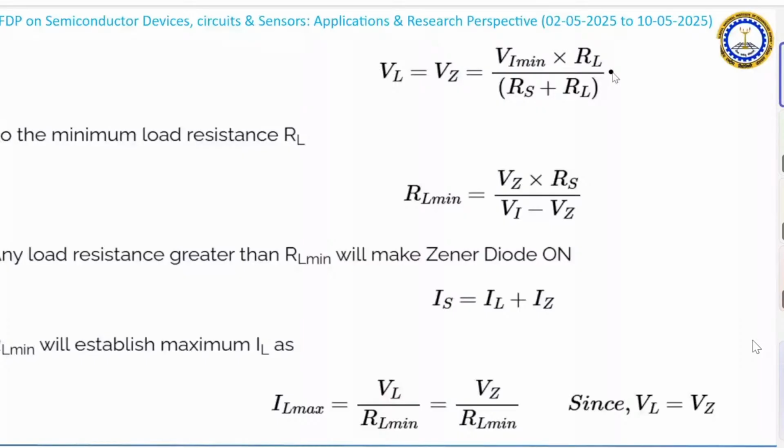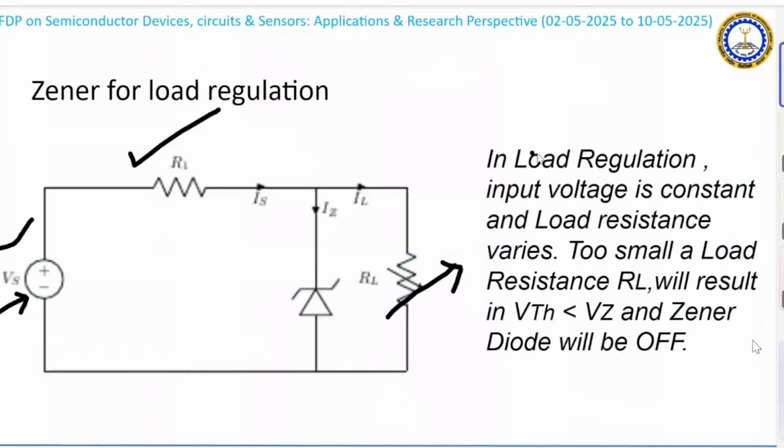We have to find out what the minimum load resistance can be, because if the load resistance is changed, it means there is a change in the current supply. With the help of that, we have to figure out how it is going to change things. Here the input voltage is constant, and if the load resistance RL is too small, VTH will be less than VZ and the Zener diode will turn off.